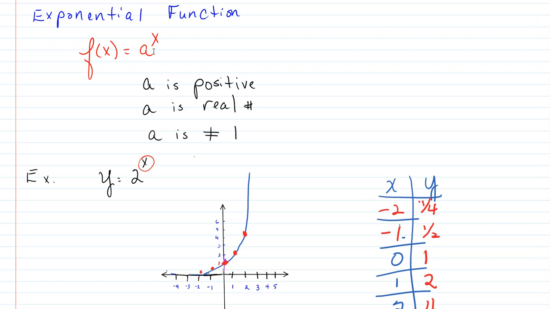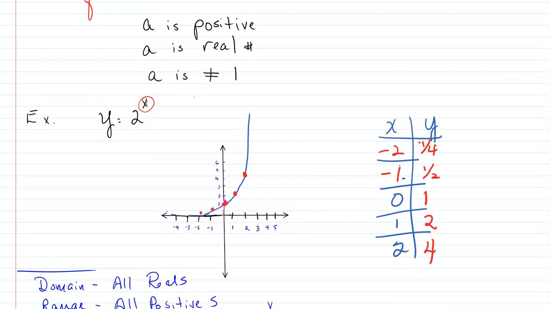Why could it not be 1? Because if you raise 1 to any power, you're still just going to have 1, and you lose the fact that you have this curve. So if we look at 2 raised to the x, and I pick -2, -1, 0, 1, 2 as some x values, 2 to the -2 is the same as 1 over 2 squared, so that's 1/4. 2 to the -1 is 1 over 2 to the +1, so that's 1/2. 2 to the 0 is 1. 2 to the first power is 2. 2 squared is 4. So you see that you're getting this exponential curve here.